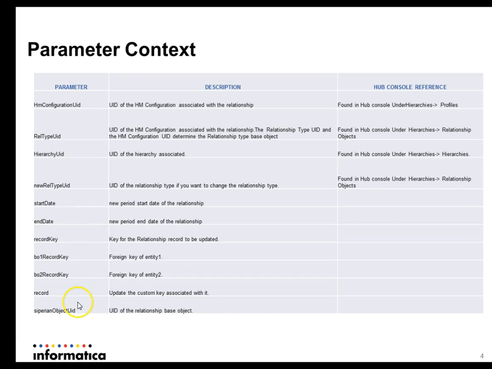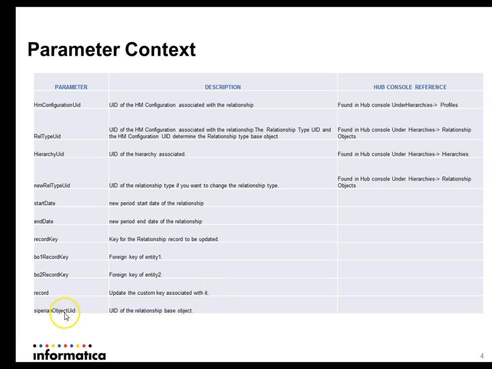The rest of the parameters are self-explanatory. Start date tells you the new period start date of the relationship, and end date is the new period end date of the relationship. Record key is the key, the ROWID_OBJECT, PKEY_SRC_OBJECT or the ROWID_SYSTEM of the relationship record which needs to be updated. BO1 record key and BO2 record key tell the foreign key associated with entity 1 and entity 2 respectively. And there is a tag record which you will use if you have a custom field associated with the relationship type and you want to update those fields under the relationship.